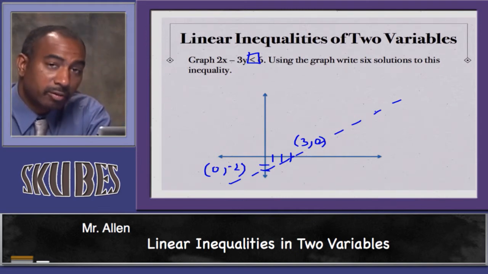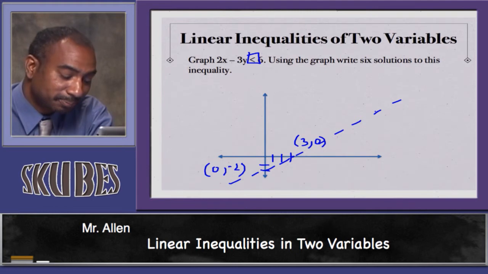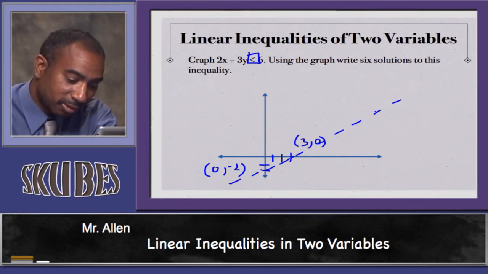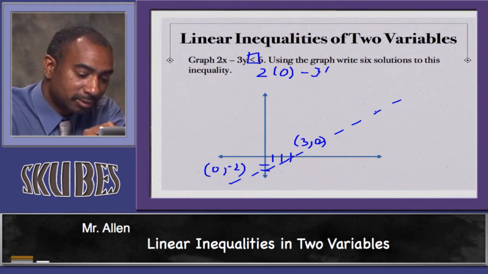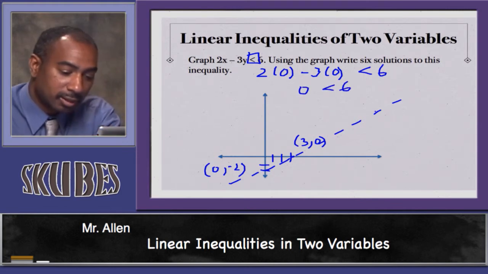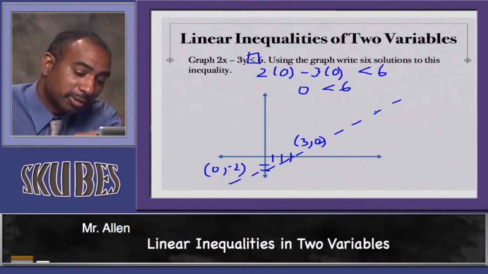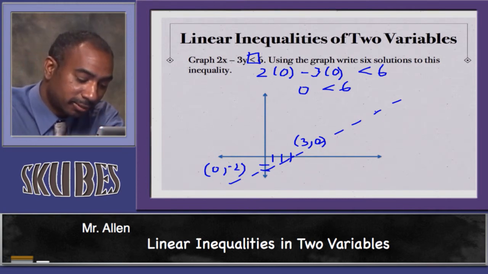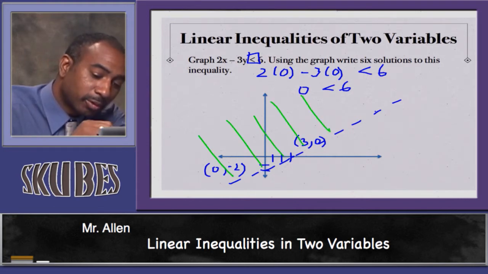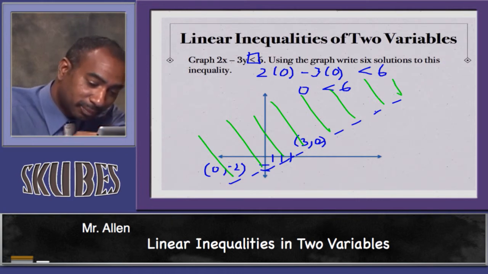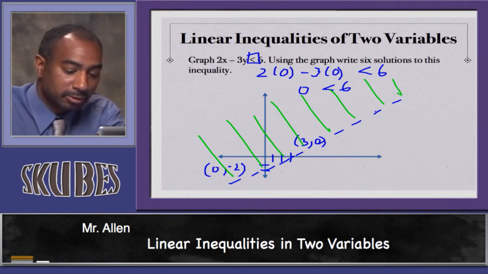And do we shade above or below the line? Here's the origin point. Let's test out the origin. So I got 2 times 0 minus 3 times 0 is less than 6. So 0 is less than 6. That's true. We're going to shade everything above this line here. So all these ordered pairs that are not on that line and above it are solutions.